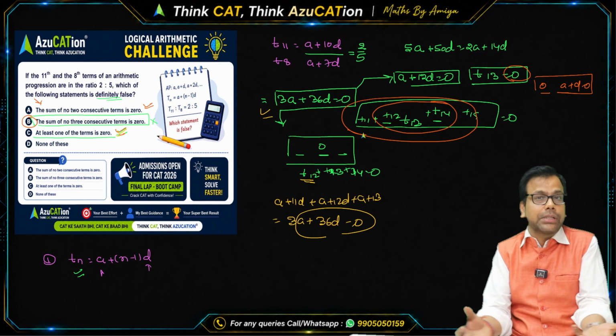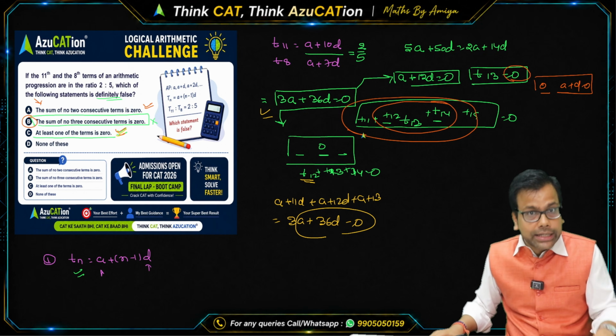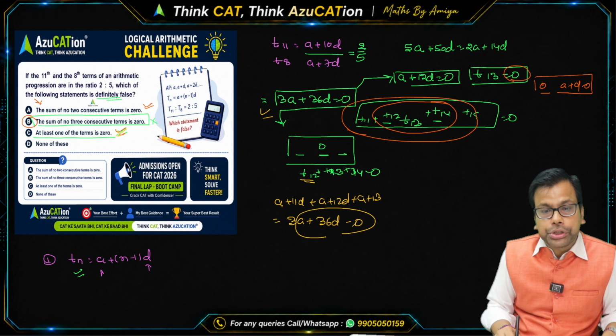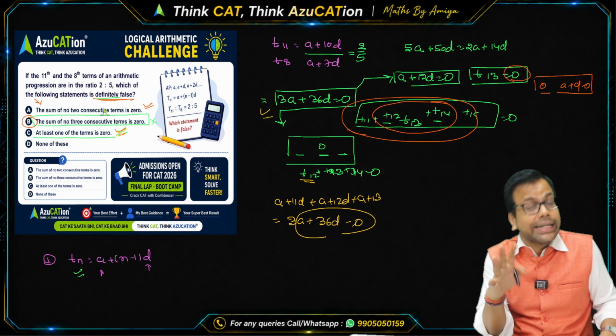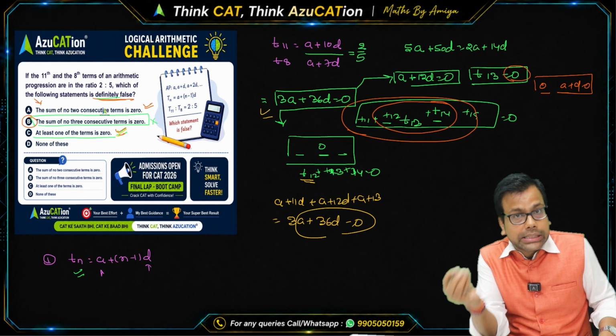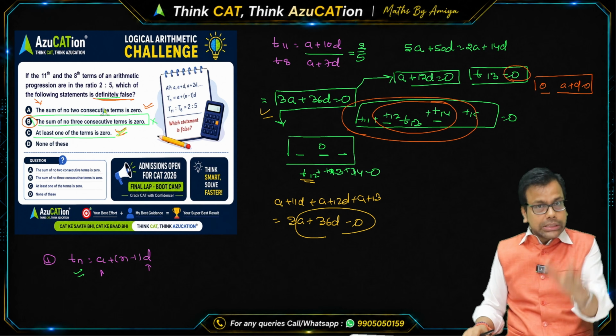Summation of 9 terms are 0, and so forth. An interesting question. If you miss, the question is definitely false. We need to check definitely false. In the cases, it is going to be false. So this one is an interesting question.